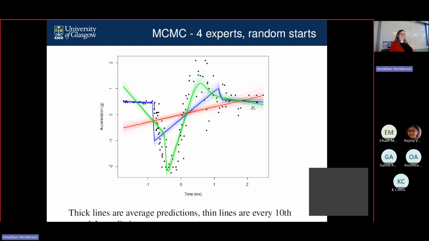Red, I mean, if you just fit a simple linear regression, that's what you get. I'm feeling that the allocation variables for some of those experts are 0 for everything. So that's pretty much what's going on here. So it is quite difficult if you're just randomly starting. So here we just randomly generated allocation variables and randomly generated starting points for our betas and sigmas and gammas. This is what you get.